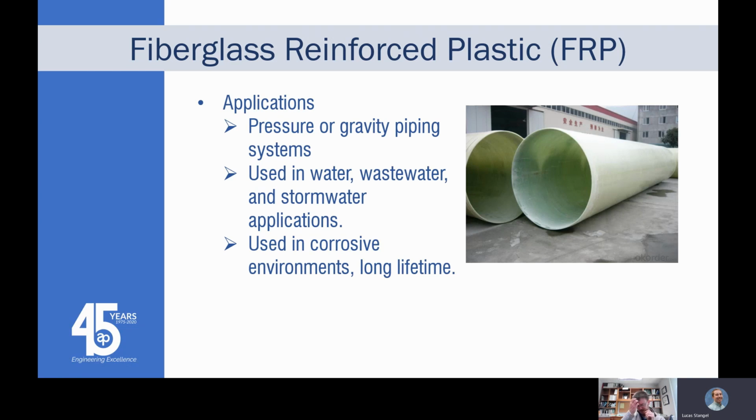But yeah, fiberglass reinforced plastic, or FRP, you can get it for pressure or gravity piping systems. It's used in all sorts of applications: water, wastewater, stormwater. It's non-corrosive. You can put it in the ground and it's probably going to be there for 100 years. That's one of the main benefits, because where I've seen this, it's more of a competitor with steel pipe, and the real benefit of FRP is that you don't have to worry about coatings or cathodic protection or anything like that.